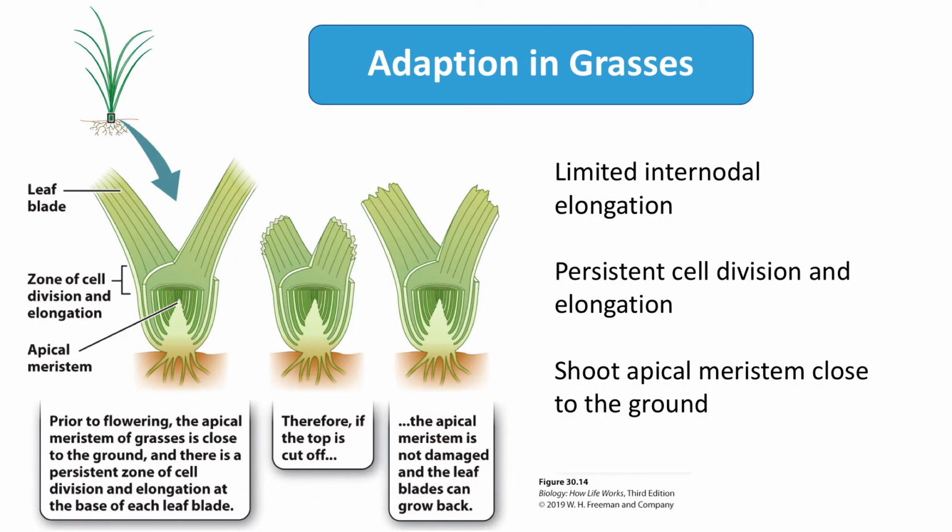The group of plants known as the grasses are well adapted to cope with grazing animals. Their stems exhibit limited internodal elongation, and their shoot apical meristem is found very close to the ground until it is time to flower. Additionally, the leaves of grasses have zones of persistent cell division and cell elongation at their bases. This means that as animals come by and graze the tops of leaves, the bottom of the leaf can continue to grow and quickly replace the damaged blade.